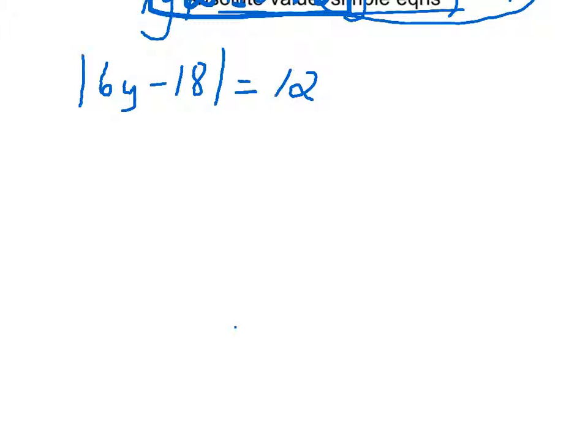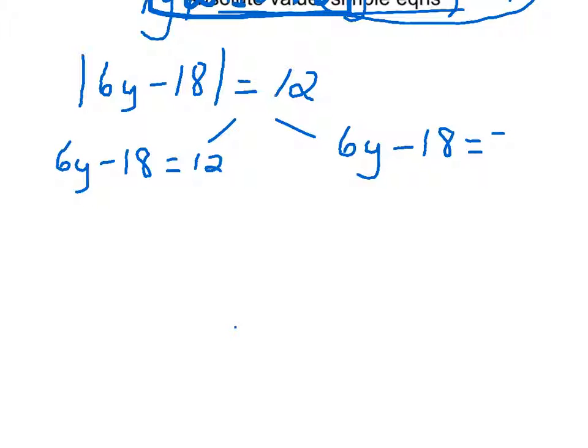So what we're going to do, and I'll explain in a minute why, we're going to break this out into two equations. We want to say that 6y take away 18 can equal 12, because that's what can happen. We might get a positive number inside the absolute value, and it will equal positive 12. And the other thing that we need to take into consideration is that 6y minus 18 could also equal negative 12. We're not saying the absolute value would be negative 12. We're saying that whatever comes out of 6y minus 18, it could equal a negative 12, and then when we take the absolute value of that, it will be positive 12.